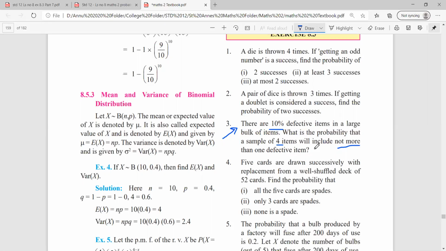They have told us that it should include not more than one defective item. Not more than means, remember, not more than means at most. And at most is nothing but, say, 100 marks. It means you cannot go above 100. It has to be 100 or below. So similarly, not more than 1 means 1 or below. So in 1 or below you will have only 2 numbers, that is 0 and 1. So that means they are talking about x less than or equal to 1. So let's see how to solve the sum. Pay attention.